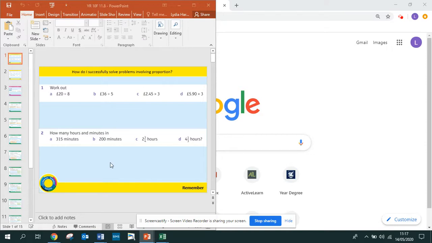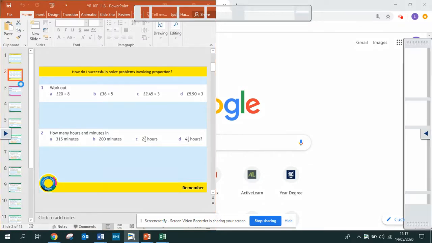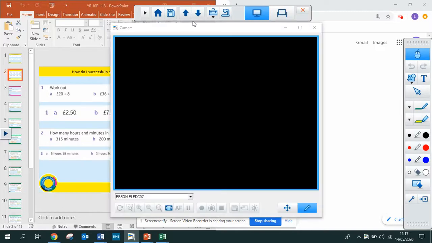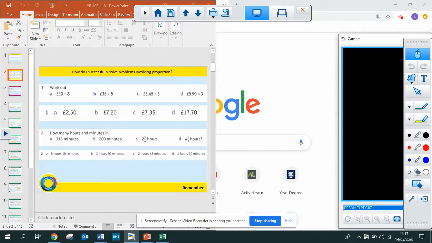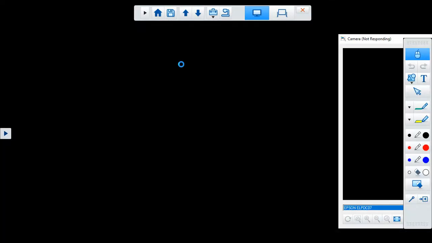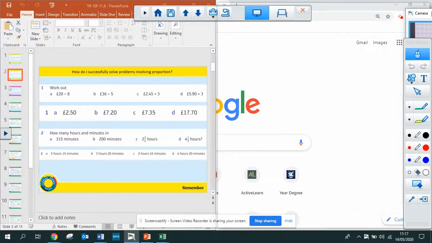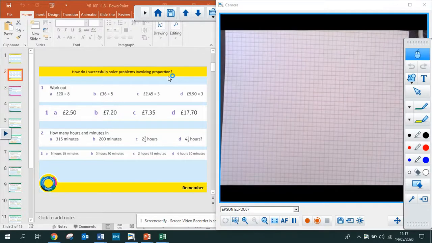Just waiting for my visualizer to load so I can go through the solutions with you. I'll put the answers on the screen as well so that you can just mark your answers, but I will go through the solutions and how to get there with you. Okay, finally got there, which is good. Let's have a look.